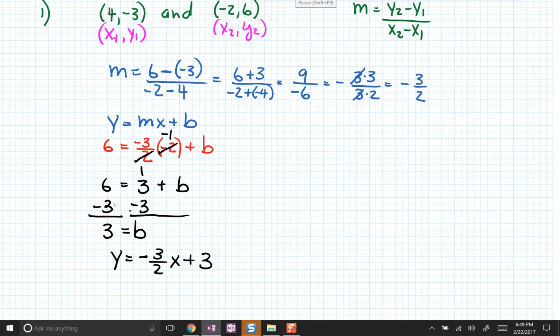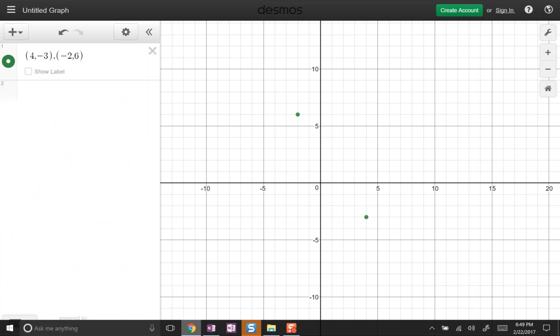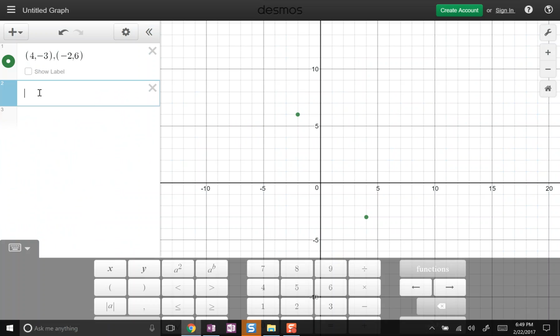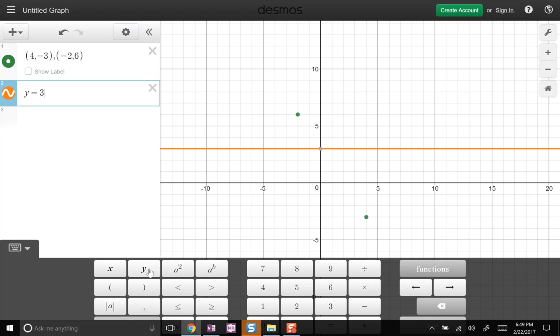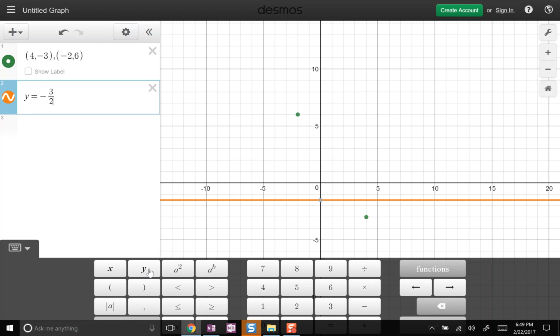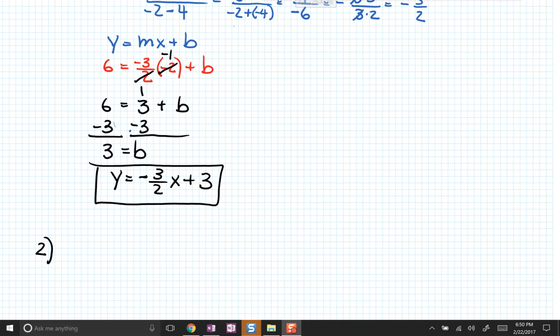And let's check it to see if it in fact is that. So y equals negative 3 halves x plus 3. Let's go ahead and plug that in here. So y equals, it's actually negative 3 halves x plus 3. And then you can see it went through both of those points, so it's correct.